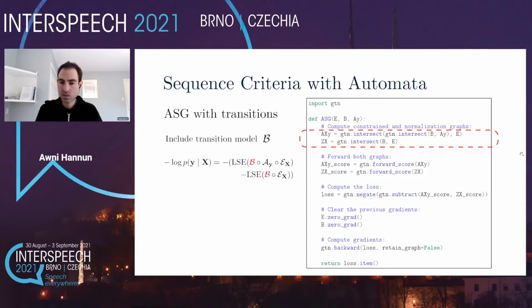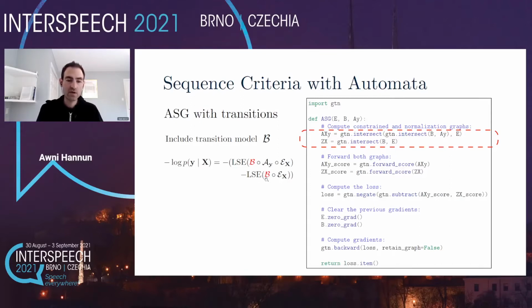Okay, looks like there's more questions. So why is it necessary to intersect EPS X with B in the normalization graph? Why not just EPS X? So I think by EPS X, you mean the emissions graph, and B, the transitions graph. So the question is, why do we do this line here? Why do we intersect the transitions graph with the emissions graph in the normalization term? Why don't we just have the emissions graph on its own?